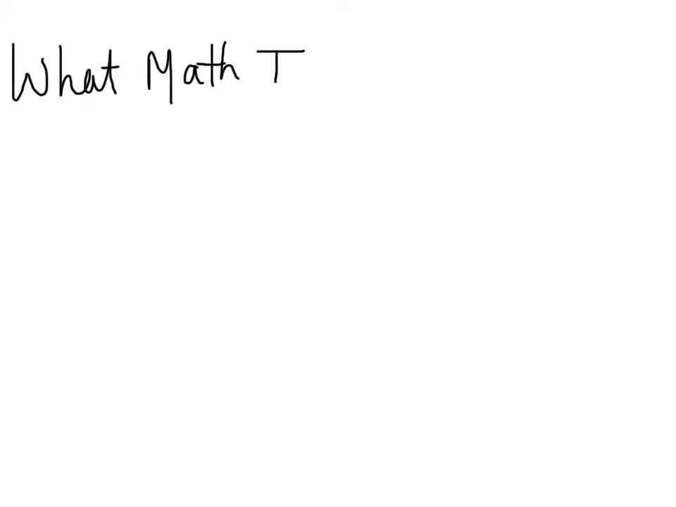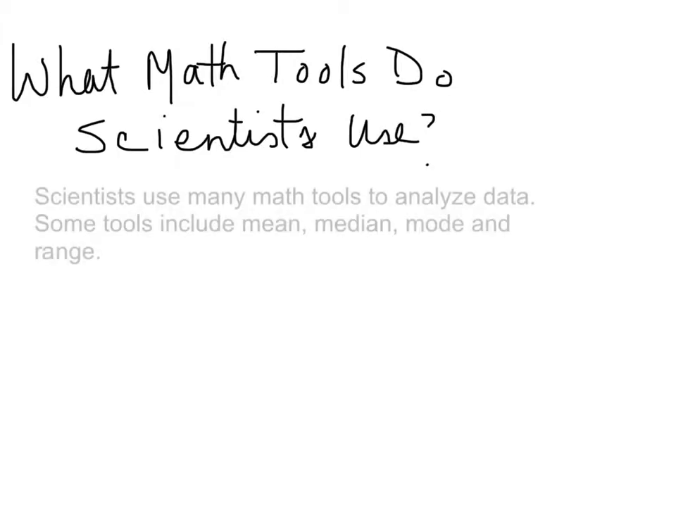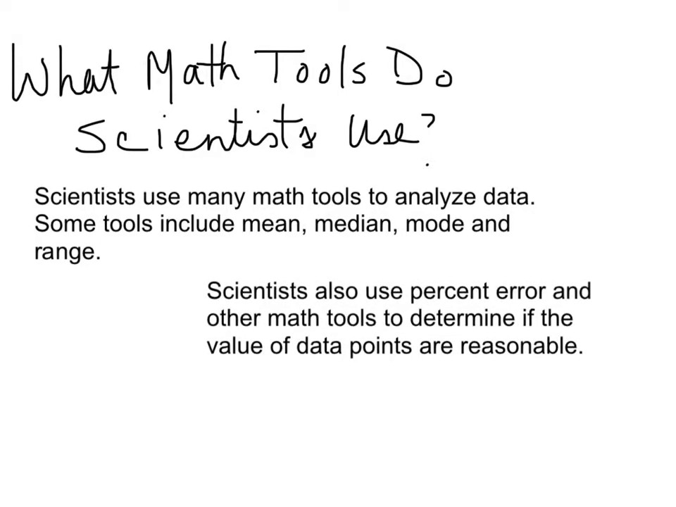So, what math tools do scientists use? Scientists use many math tools to analyze data. Some tools include mean, median, mode, and range. Scientists also use percent error and other math tools to determine if the value of data points are reasonable. Let's look at these individually.